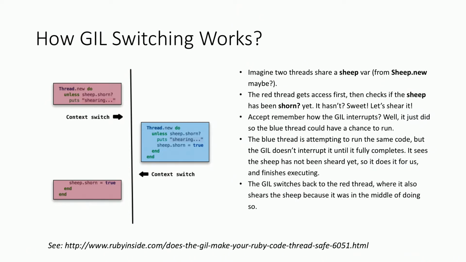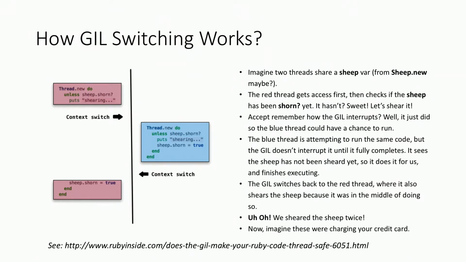So then it gives it back to thread A, or the red thread, where it also shears the sheep because it's in the middle of shearing it. It has no idea that the sheep has now already been shorn. I hate that word. And so it's going to shear the sheep, and it's also going to shear the sheep. It's going to finish executing, and now we've sheared the sheep twice. Does that make sense to everybody?